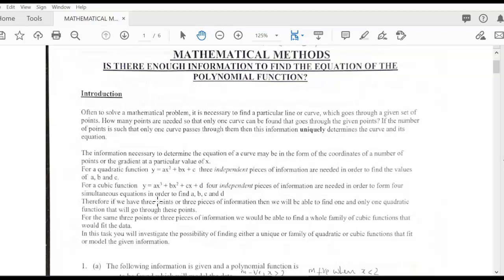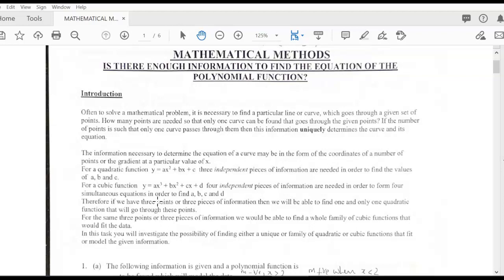Often to solve a mathematical problem, it is necessary to find a particular line or curve which goes through a given set of points. How many points are needed so that only one curve can be found that goes through the given points? If the number of points is such that only one curve passes through them, then this information uniquely determines the curve and its equation. The information necessary to determine the equation of a curve may be in the form of the coordinates of a number of points on the curve or the gradient at a particular value of x.